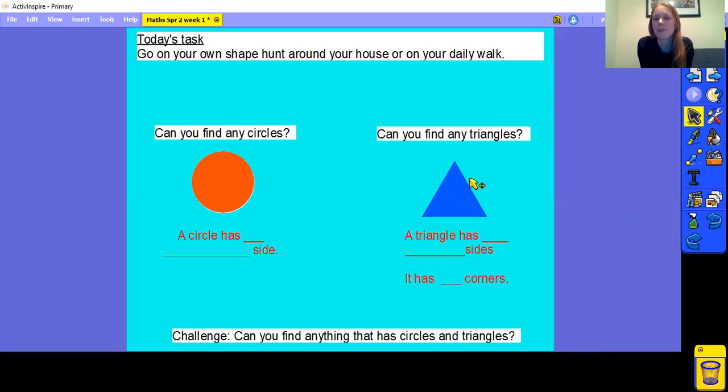Don't forget that when you've found your shapes, take a picture and send it to your class email address so that your teacher can see how you're getting on. That's the end of our maths lesson for today. See you tomorrow.